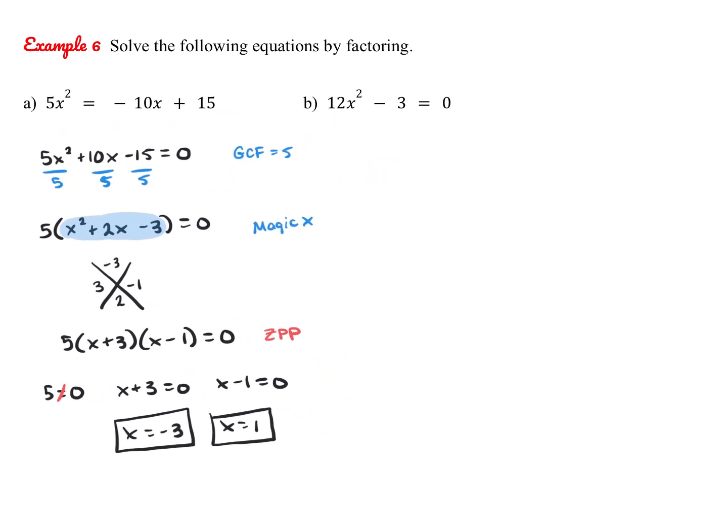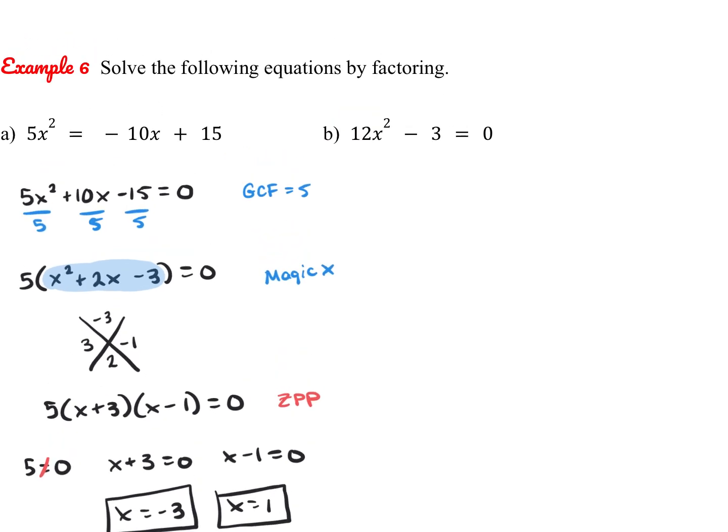So again, don't forget to always check for a GCF first. So here you can see we actually have a multi-step factoring problem. So sometimes you will have to use 2 or maybe even more methods of factoring before you can get to the zero product property. All right, let's try this last one together.